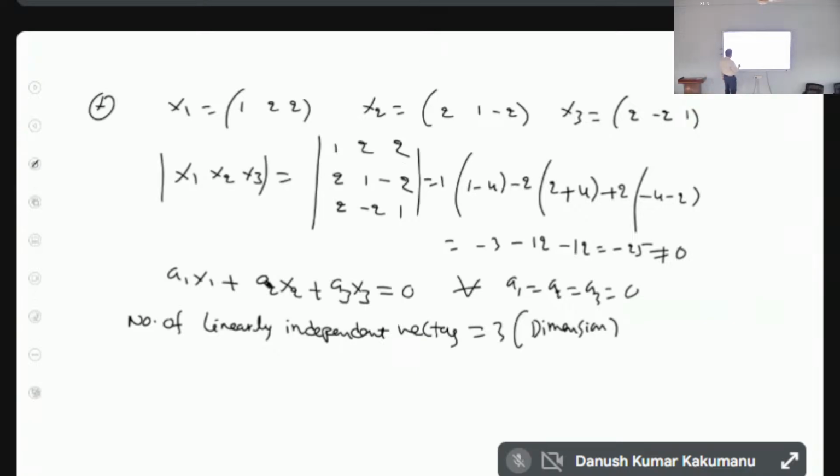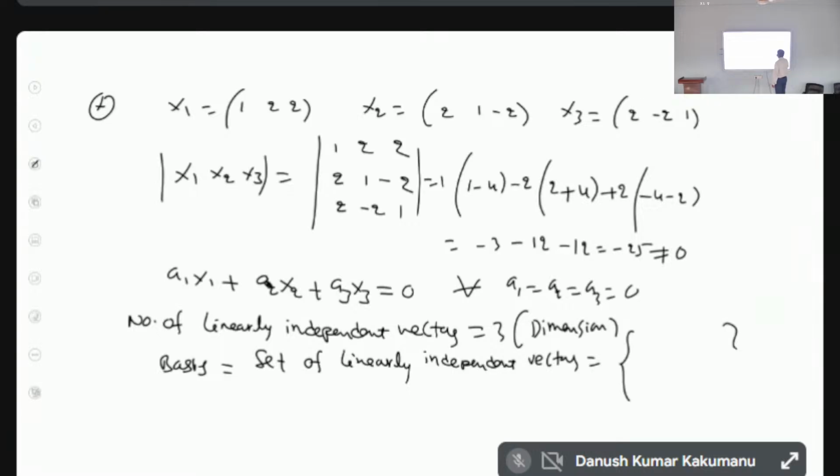Basis. What is the basis definition? Set of linearly independent vectors. You keep all of them in the set form. These words are also very important.